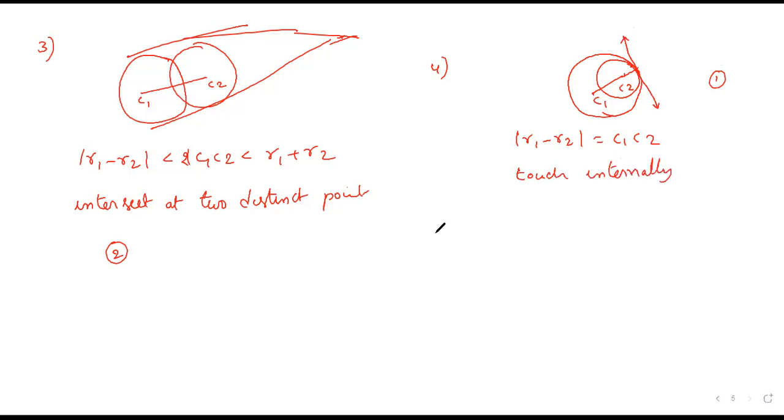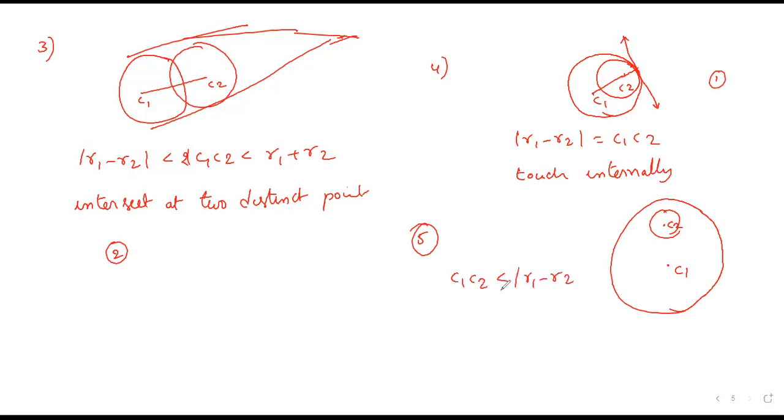And the last, fifth position: suppose one circle lies entirely inside the other. In this case, what is the condition? If C1C2 is less than mod R1 minus R2, then the small circle lies entirely in the big circle. So in this case, the number of common tangents is zero.